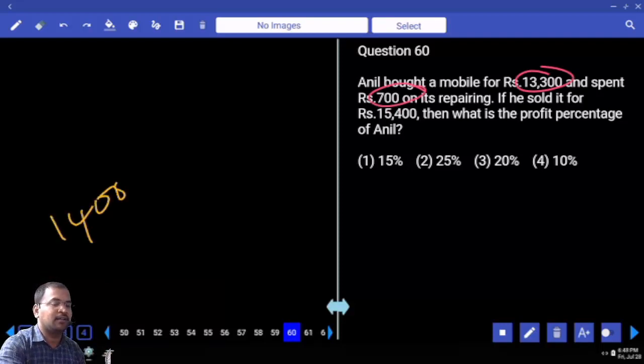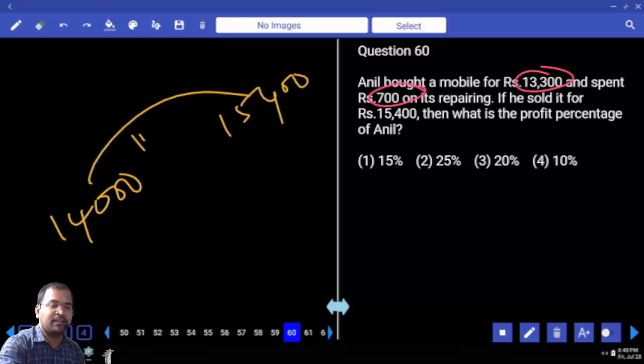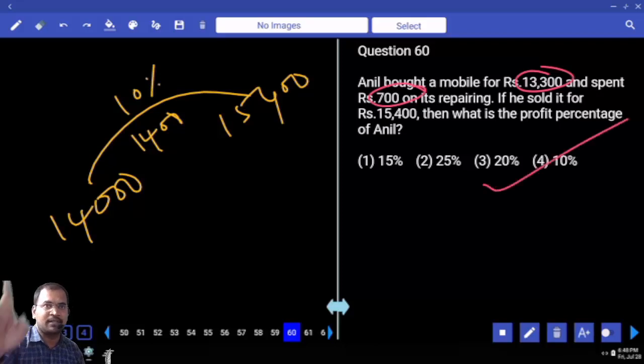Cost price is what? But selling price is what? Difference is profit na? Difference is 1400 na? 1400 is how much percentage? 10%. Your answer is 10%. We know very well. So, repairing charges and other expenditures are always added to the cost price. Your answer is 10%. Next one.